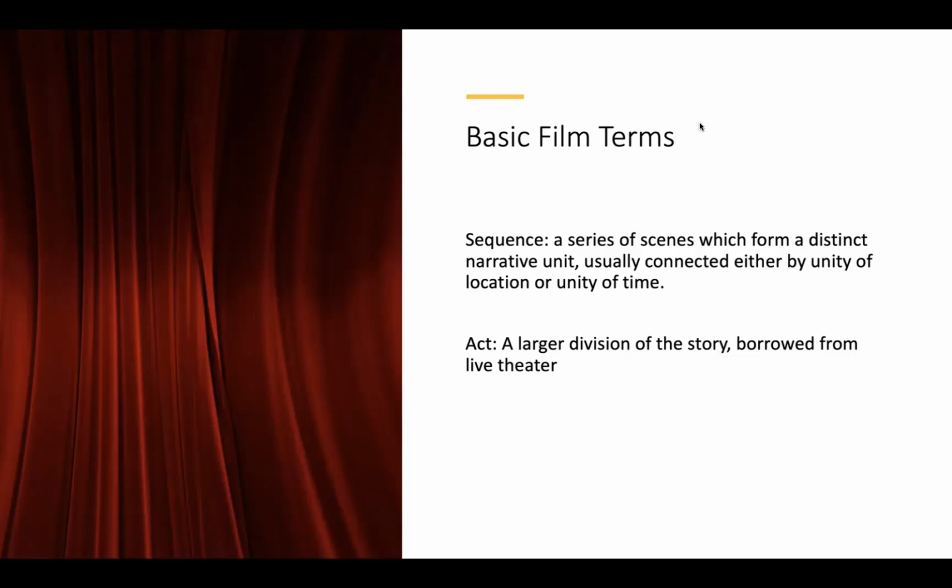And so sequences are usually connected by location or a certain particular time within the film. And then you put those sequences together in what is called an act. And an act comes from theater, the term comes from theater, because you usually have a first act and a second act, and then there's intermission in between them. What happens is we usually have a first, second, and third act in cinema.